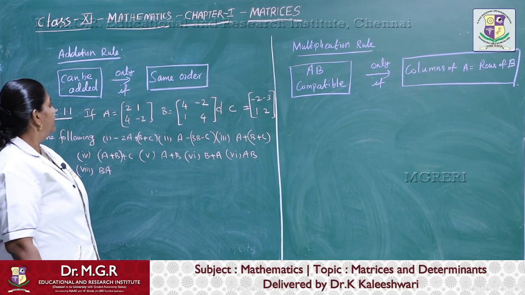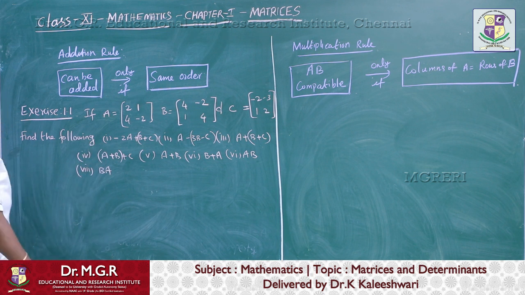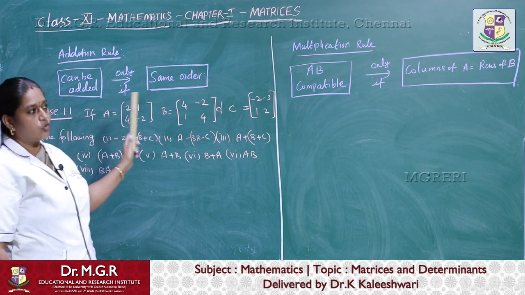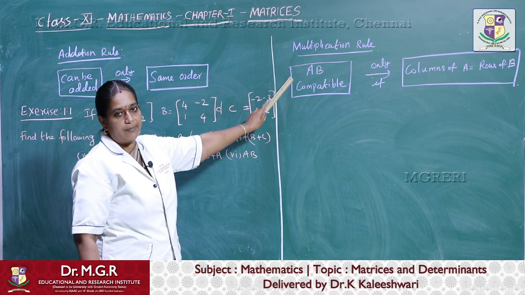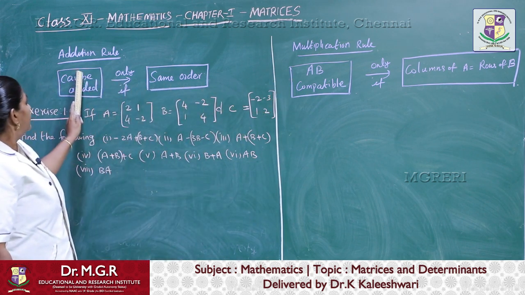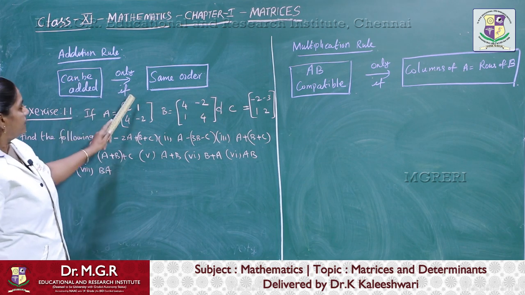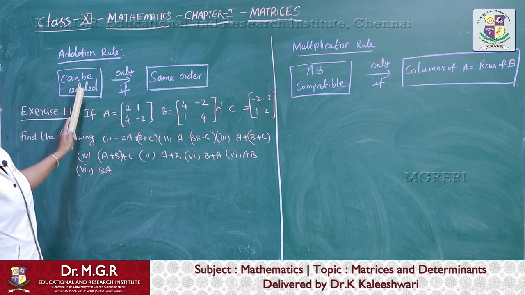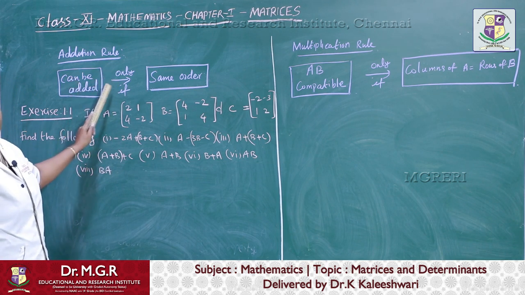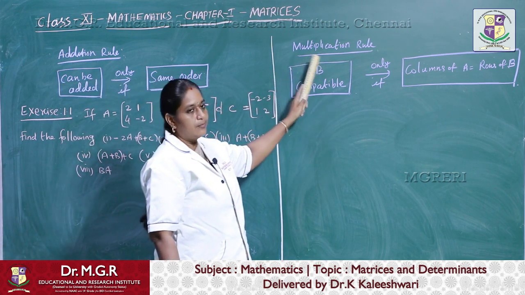So now we will do one problem based on matrix addition and matrix multiplication. I want to recall the rule of addition and the rule of multiplication. The addition of matrices is possible only if the order of the matrices is the same. Therefore, they can be added only if they have the same order.